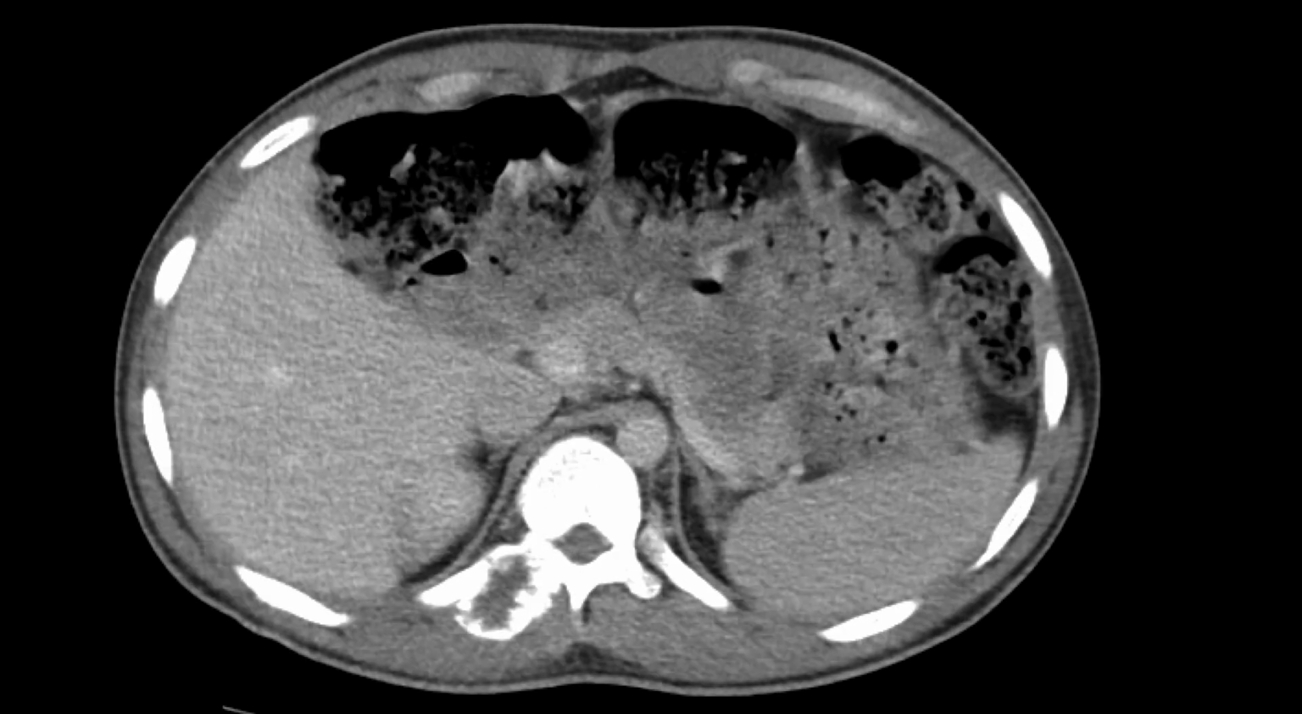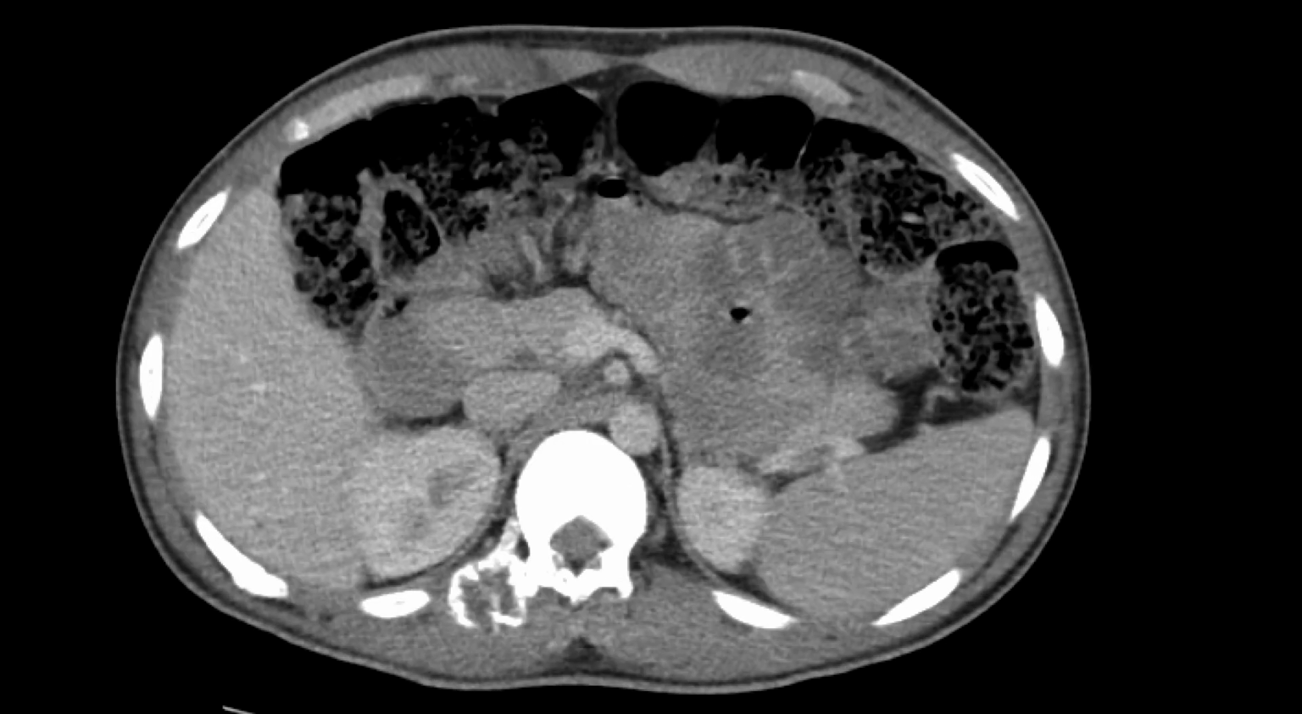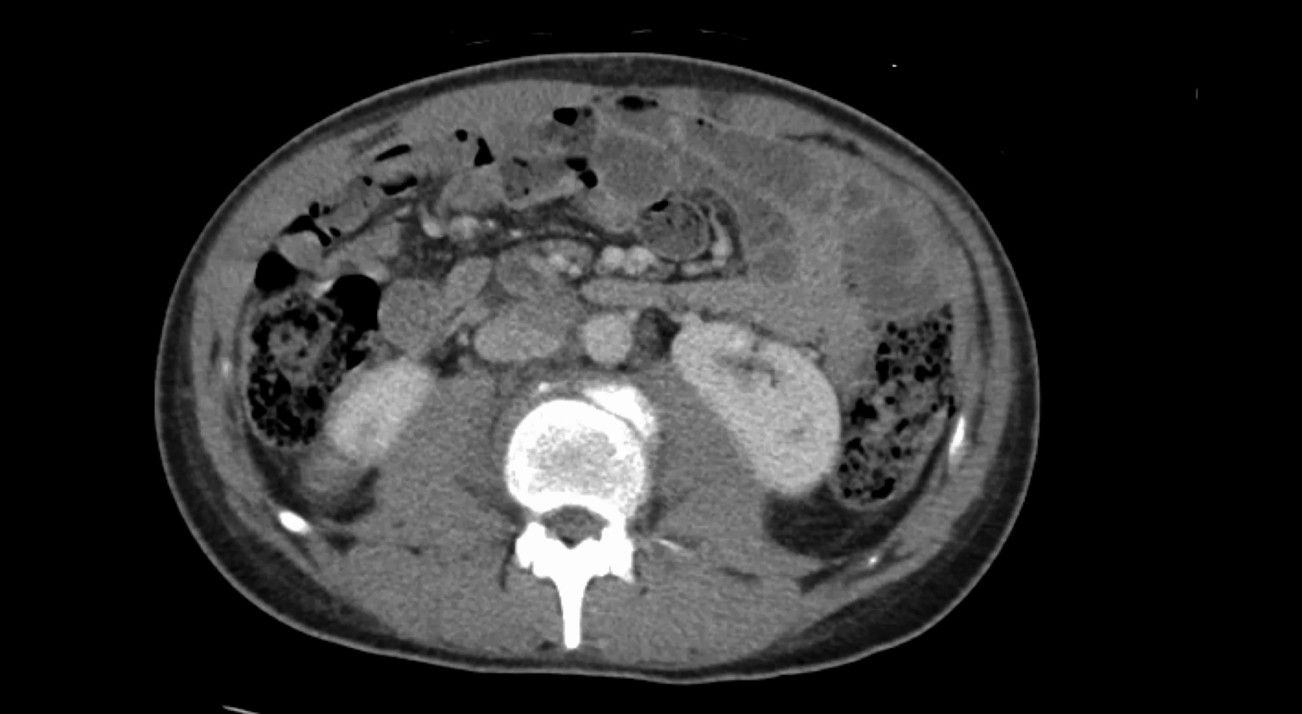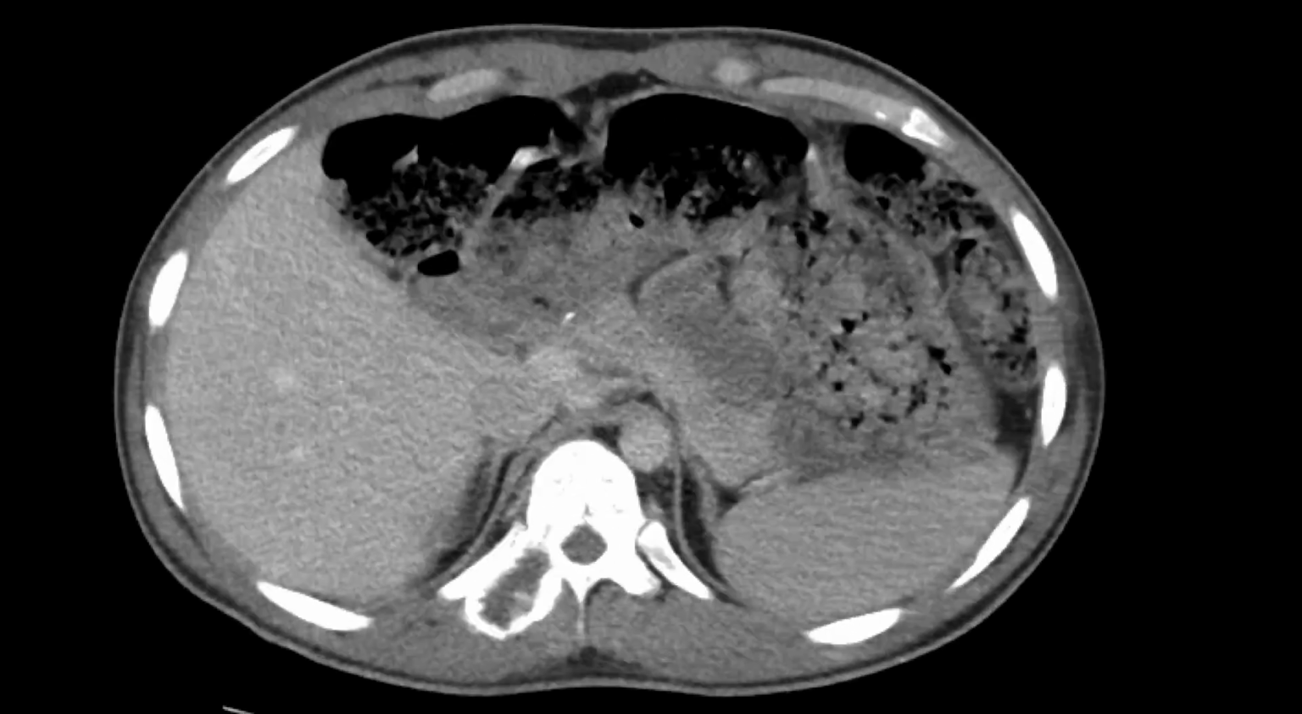Now, medullary RCC is a subtype that is seen in patients with sickle cell trait. This patient happens to have sickle cell trait, and this indeed is a biopsy-proven case of medullary RCC.